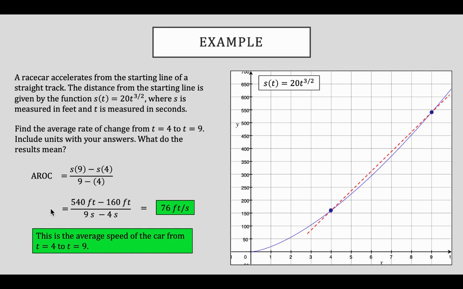Okay, there we have it. A nice little application of average rate of change. Don't overcomplicate it though. All you are doing is finding the slope between 2 points.